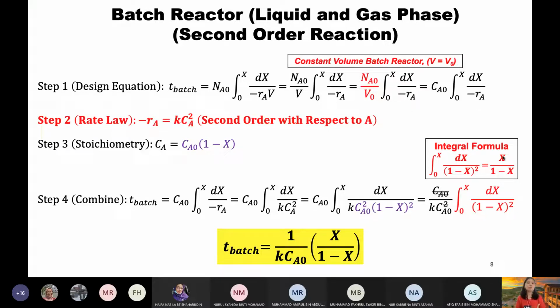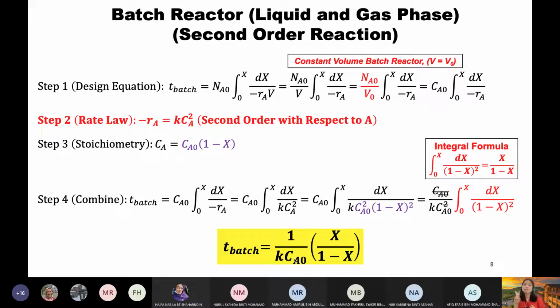So naturally apa kamu buat? Combine saja balik. So combine solution ni, x per 1 minus x, combine di bawah, combine saja yang tadi yang kat luar tadi yang 1 per k CA naught. So now we derive the second equation.